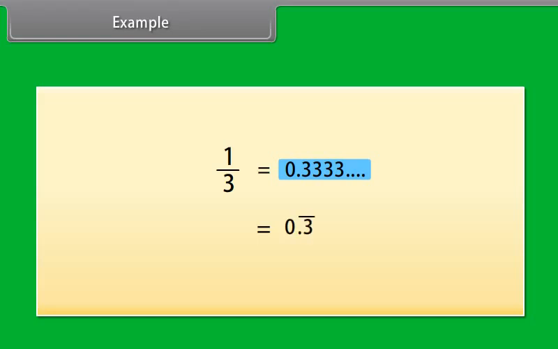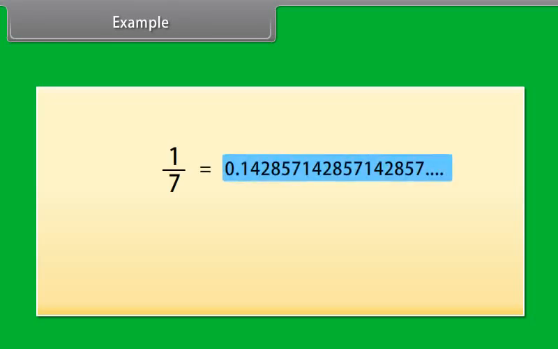Let's take another example. The decimal expansion of 1 by 7 is 0.142857142857, and so on. Here 1, 4, 2, 8, 5, 7 is repeating. So we can write it as 0.142857 with a bar over the repeating digits.